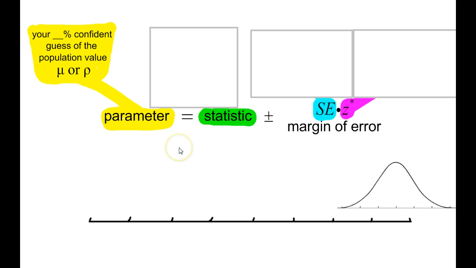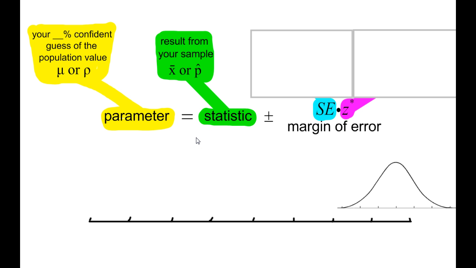Our best guess for mu or p is going to be our statistic that we collect, x bar or p hat. So if we go out and take a sample, we find a sample average or a sample proportion, that's going to be our best guess. So we always start with the statistic and then build our margin of error around that. And that's where we get our guess for the parameter.